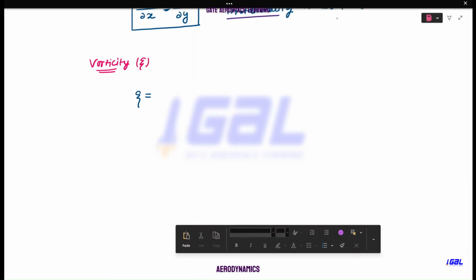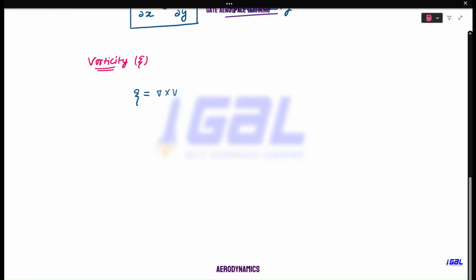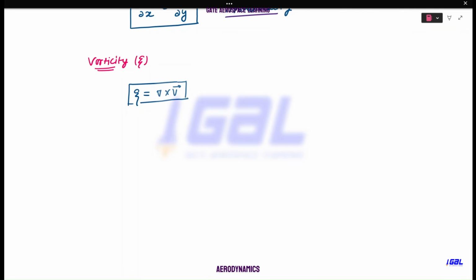So vorticity is given by this zeta, or you say xi, whatever. It is the curl of the velocity vector. Curl of velocity vector. So this is a very important thing. Please mark this. Please block this. It's the curl of the velocity vector, or you say curl of velocity vector v. Now I'm coming to a very important conclusion about the vorticity.